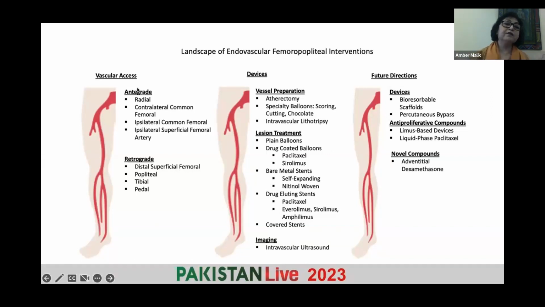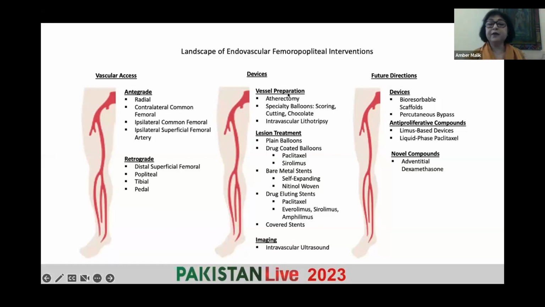If you look at vascular access, there can be multiple kinds, antegrade as well as retrograde. Antegrade can be radial, contralateral femoral, ipsilateral common femoral, and ipsilateral SFA. Retrograde can be from the distal superficial femoral, from the poplitealS, from the tibials, and then from the pedals. We have sometimes even used the peroneal, not just the anterior and the posterior tibial. And then, like any other angioplasty, there is vessel preparation and the lesion treatment. And of course, there is intra-arterial imaging.